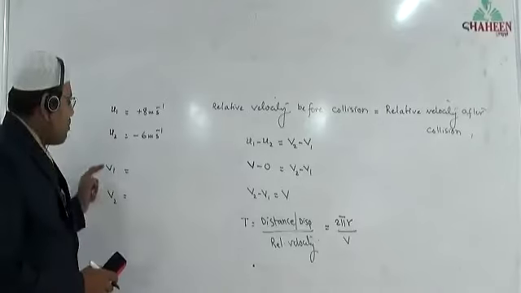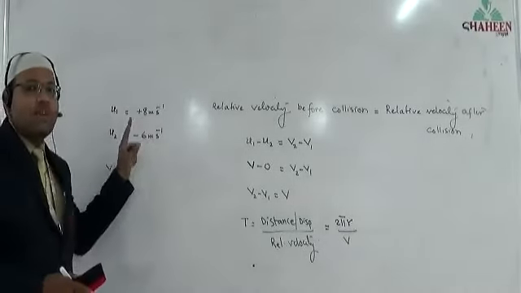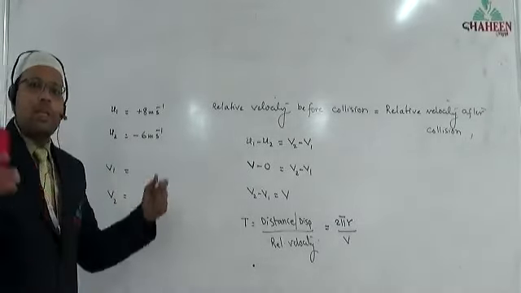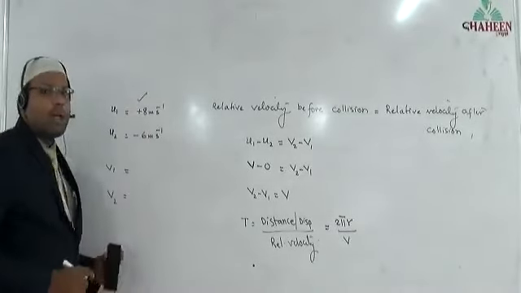The formulas for both were given. So m1 is given, m2 is given, u1 is given, u2 is given. Just substitute and get the answer. Keep this in mind: the particles are moving in the opposite direction, so therefore one is plus, the other will be minus. I hope it is clear.